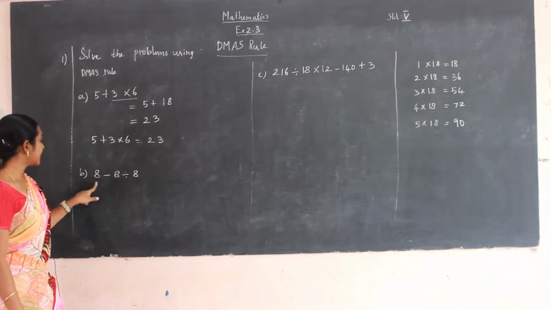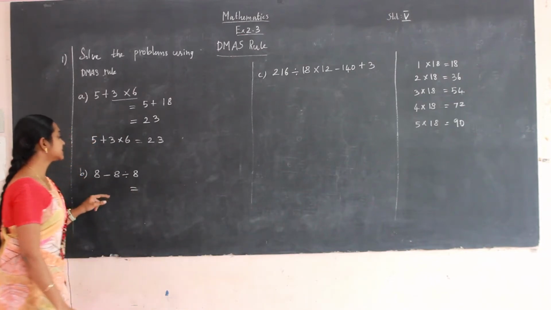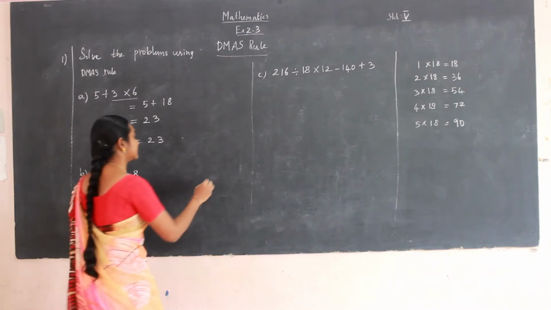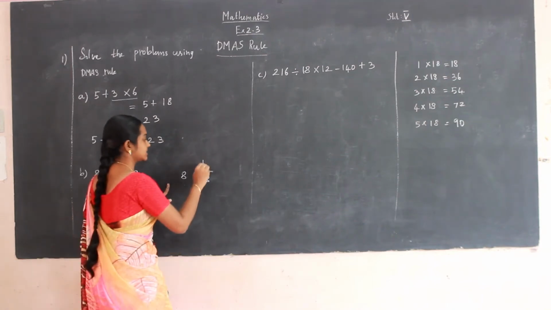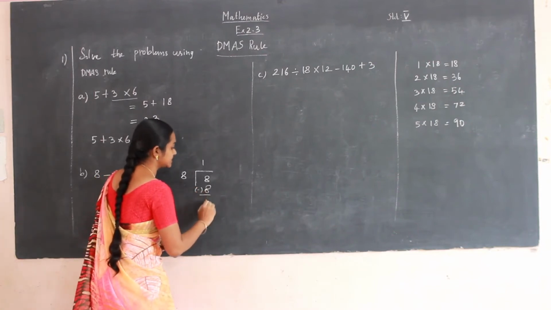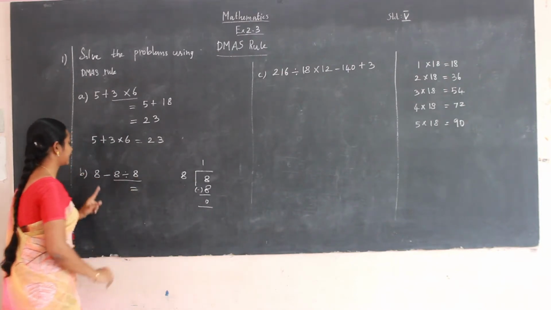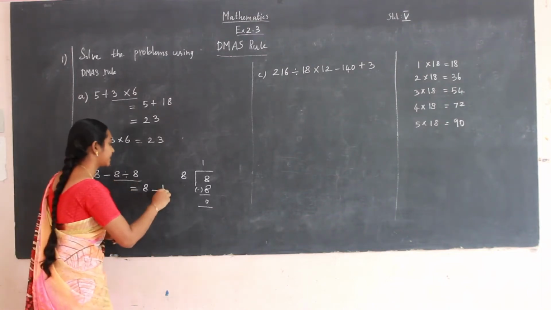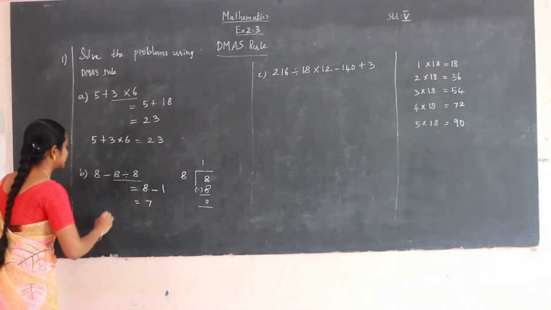Next problem is 8 minus 8 divided by 8. First we have to divide. Divide 8 and 8. 1 8 is 8. We have to subtract these two numbers. 8 minus 8 is 0. So 8 divided by 8 is 1. 8 minus, we have got the answer as 1. 8 minus 1 is 7. So the answer is 7.